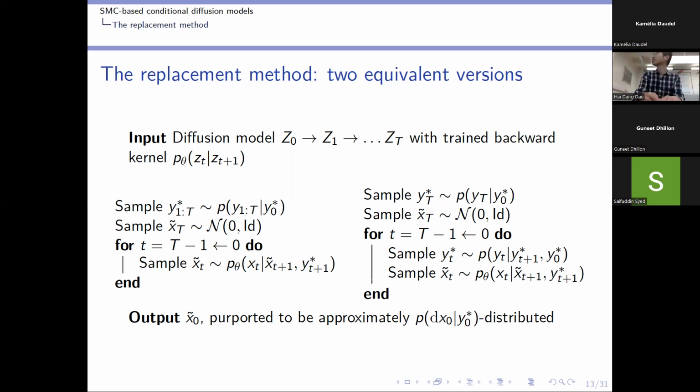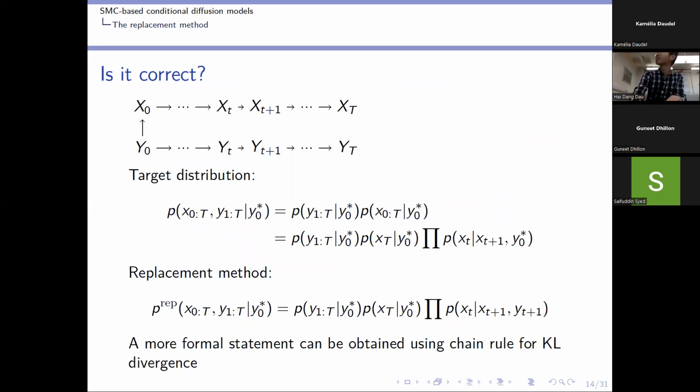Well, this claim is of course not correct. In the paper they have shown that, and you can show it yourself. It's very easy to see why it's not correct. The target distribution that you want to simulate is the distribution of X0:T, Y1:T, given Y0 star, right? That distribution can be decomposed, by the independence property of this kind of model, as P of Y1:T given Y0 star, and then P of X0:T given Y0 star. For the first term, you keep it the same. The second term, you make a backward decomposition in a Markovian way.